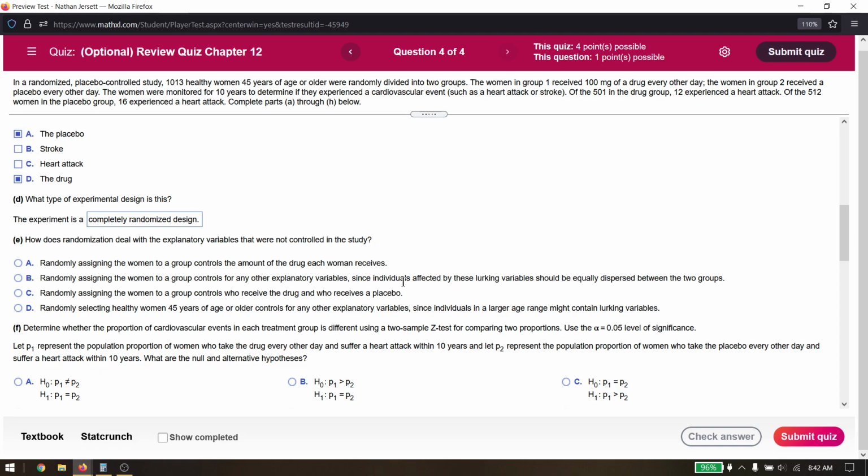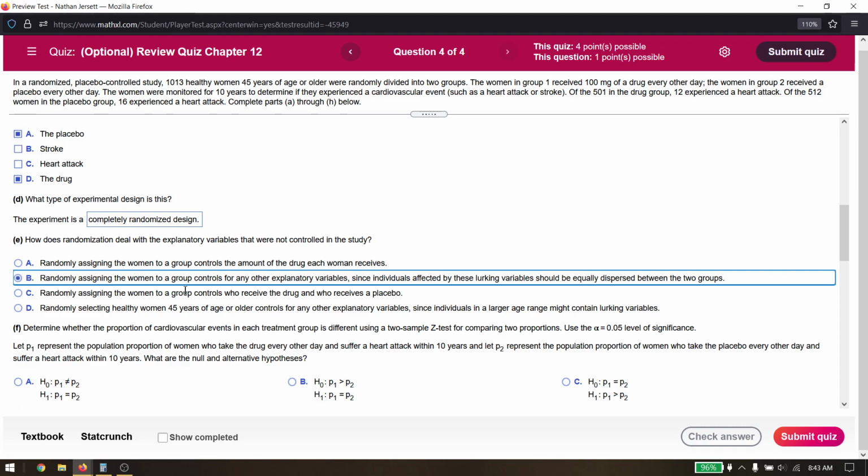equally dispersed. Yeah, that seems right, because if you randomly assign them, then it's reasonable to assume that the same amounts are in each population, like different kinds of health, for instance, higher blood pressure, whatever might be there. It'll be randomly dispersed and therefore equally dispersed between the two, because it's a completely random design.